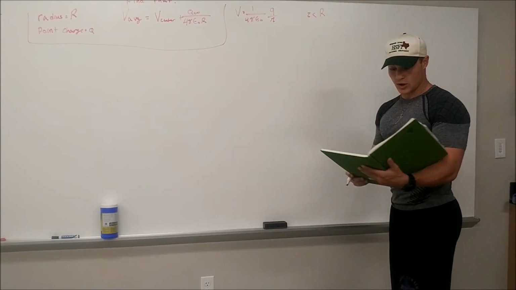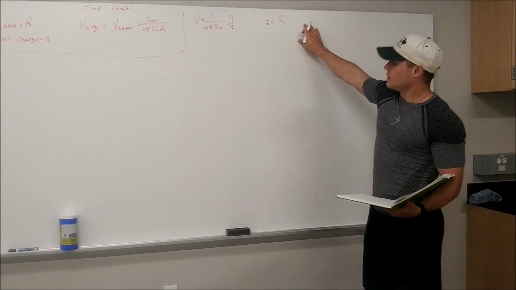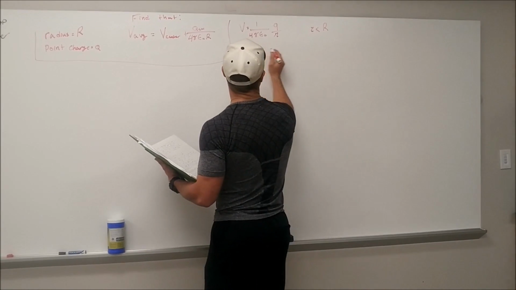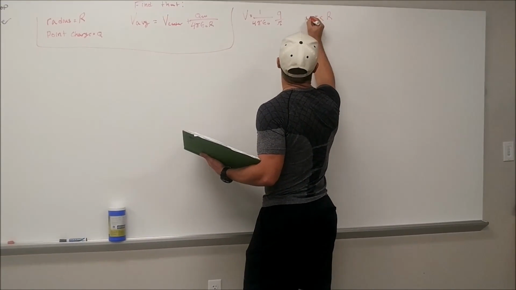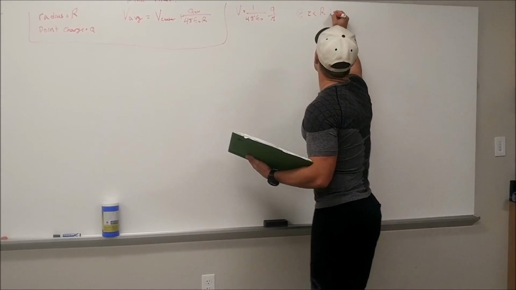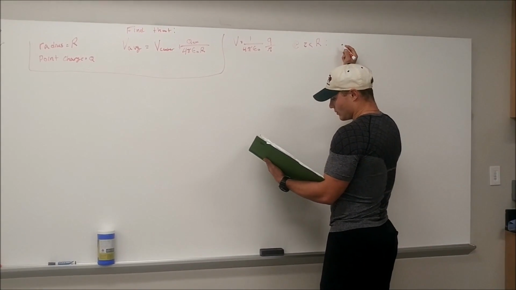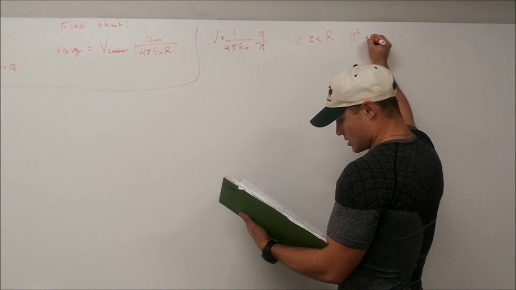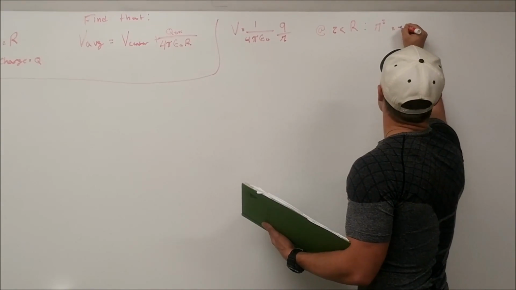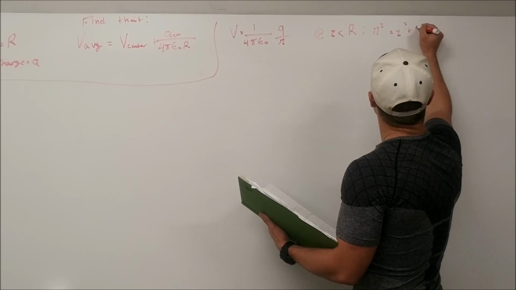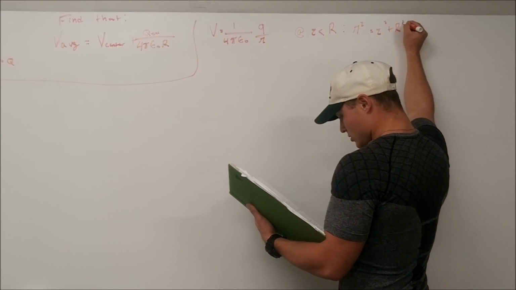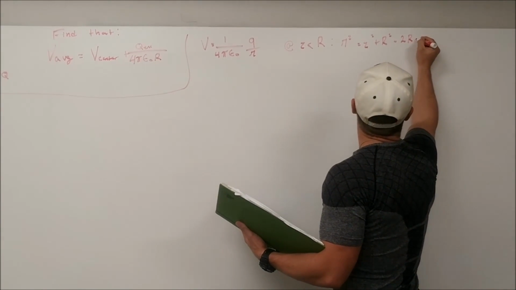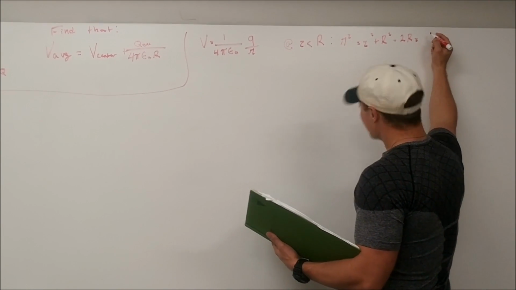Okay? So, at this point, we would find that this R here, let's say at Z less than R, we would find that R squared is equal to Z squared plus big R squared minus 2RZ cosine theta.